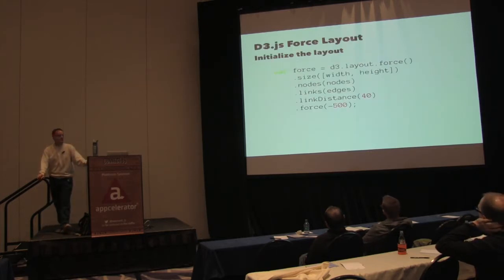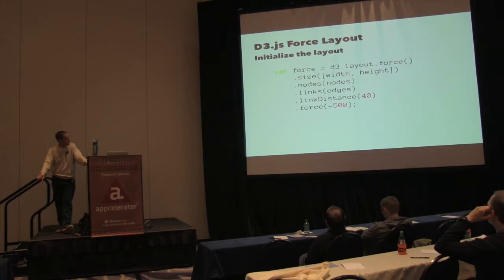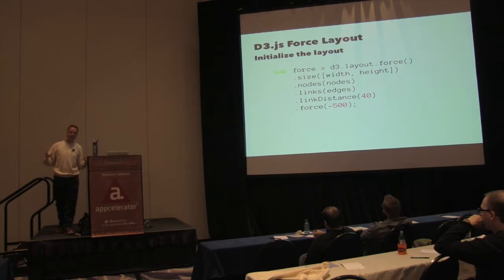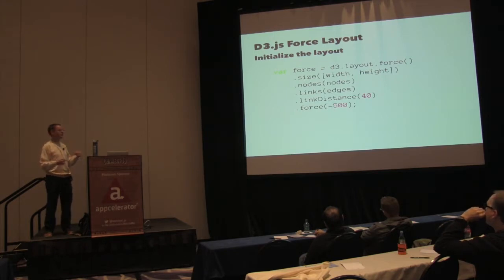D3 has this nice little helper, it's called a layout, that does force direction for us. And this is how we would initialize that D3 object. It's called a force layout. As you see, D3 layout force, we tell it the size so it knows what the boundary of the graph is. We give it the array of nodes, and we give it the array of edges, and then we give it a few parameters.